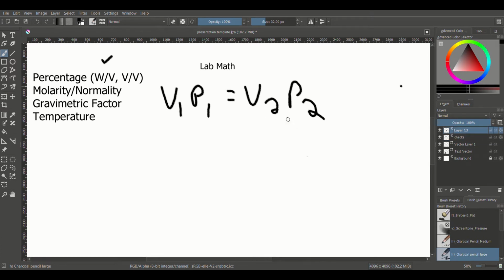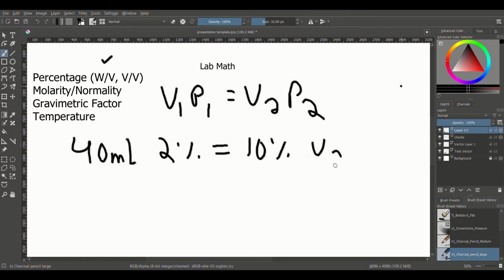So let's say that you need to make 40 mils. 40 because that's typically the volume of a Copeland jar, so you're going to see that one pretty often. About 40 mils of a 2% solution, let's say something like ferric chloride. And you have a 10% solution. So what is your V2 going to be?